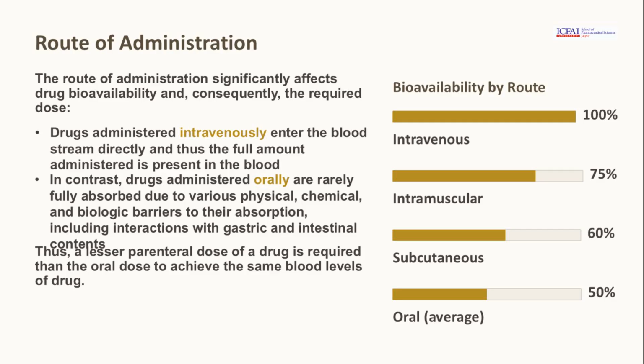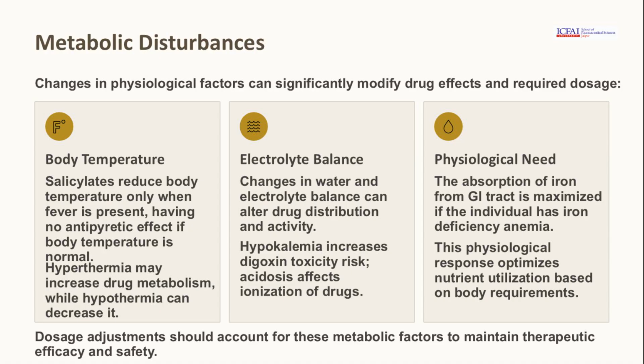The route of drug administration affects bioavailability and the required dose. Intravenous administration ensures full absorption, while oral routes may require higher doses due to incomplete absorption. Adjusting the route can optimize drug levels and therapeutic effects. Physiological factors like body temperature and electrolyte balance can modify drug effects and dosage requirements. For instance, hypokalemia increases digoxin toxicity. Adjusting dosages based on these factors is crucial for maintaining therapeutic efficacy and safety.